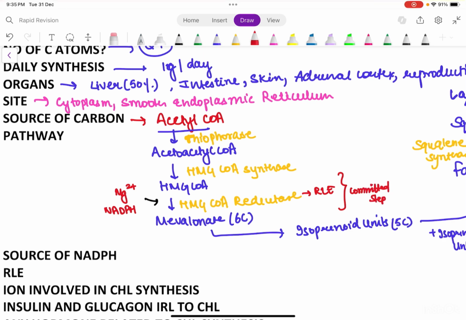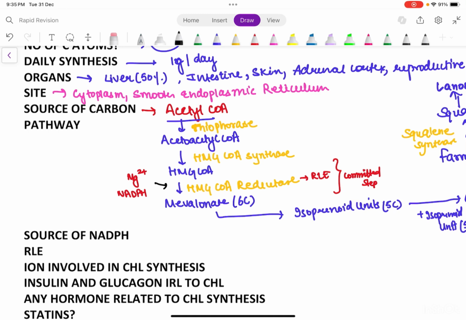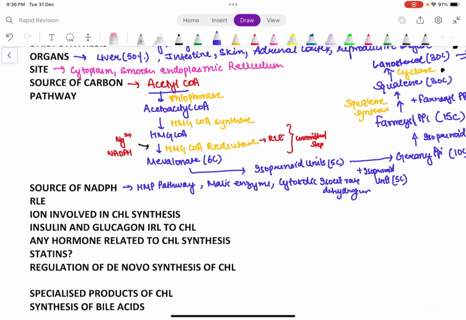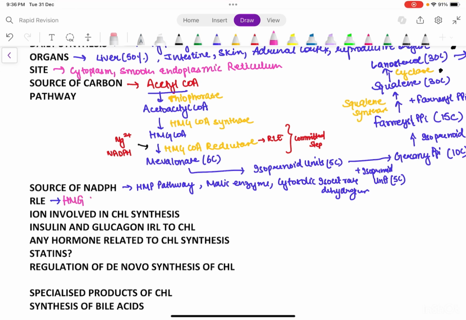Okay, now let's just talk about it. Now, how is NADPH coming? Now, you all know that NADPH sources basically are the HMP pathway, right? Then we have the malic enzyme, and we have the cytosolic isocitrate dehydrogenase. Okay, then the rate limiting enzyme, I told you it is a very commonly asked question, so now it will be basic for you. So HMG CoA reductase. Now I told you to remember one ion, which is magnesium ion.